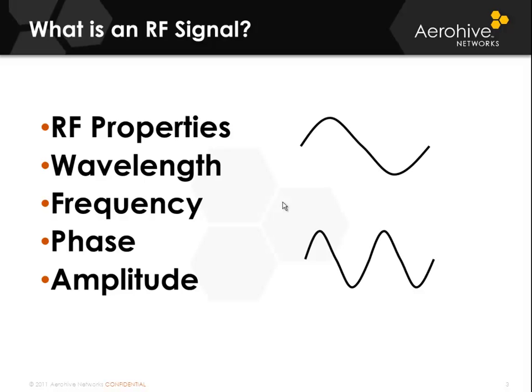RF signals are defined by various characteristics including wavelength, frequency, amplitude, and phase. Phase, frequency, and amplitude shifts can all be used by transmitting radios to actually modulate data. You may be familiar with amplitude modulation and frequency modulation from standard civilian radio stations.